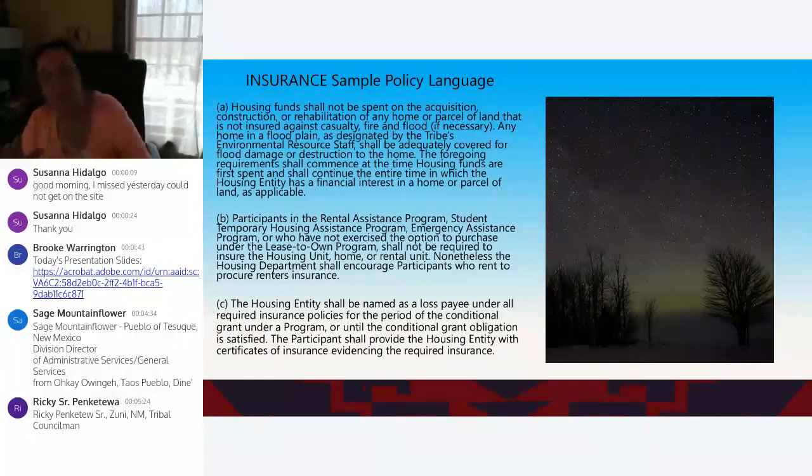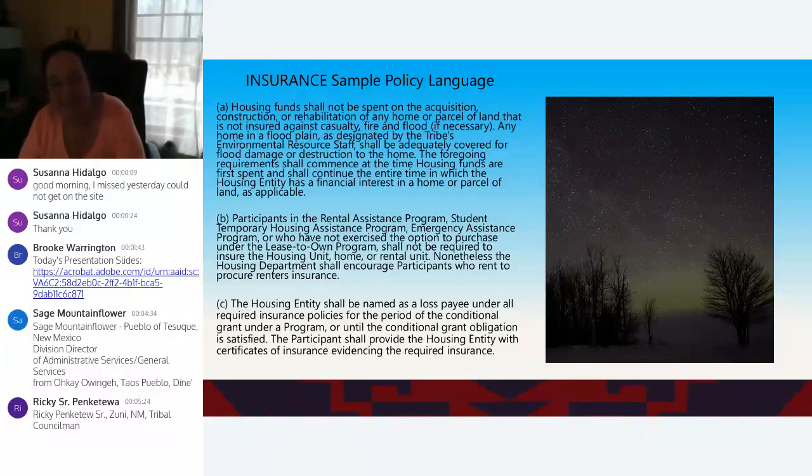So, insurance sample policy language. Okay, this is what I was talking about. I thought I had it in the other part. Housing funds shall not be spent on the acquisition, construction, or rehab of any home or parcel of land not insured against casualty, fire, and flood if necessary. Any home in a floodplain as designated by the tribe's environmental resource staff shall be adequately covered for flood damage or destruction to the home. The foregoing requirement shall commence at the time housing funds are first spent, and shall continue the entire time in which the housing entity has a financial interest in a home or parcel of land, as applicable.